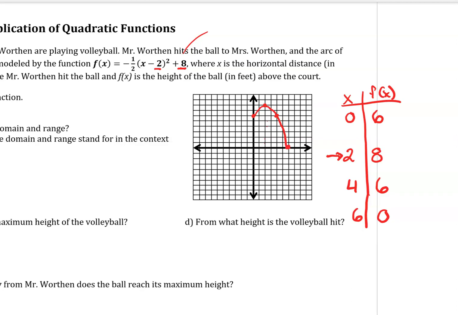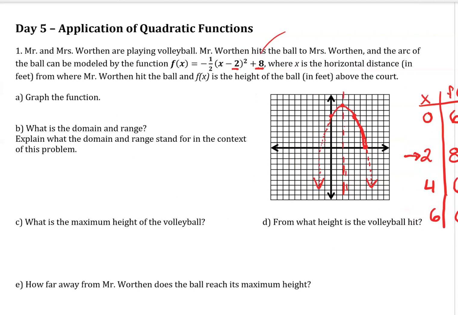I'm going to go ahead and show that if this was not a real-world condition, the ball would continue passing through the ground, and there would have been an arc on the other side behind Mr. Worthen. So it would have been a perfectly symmetrical parabola about that vertex. So we've graphed the function.